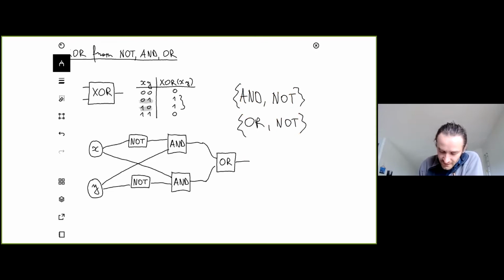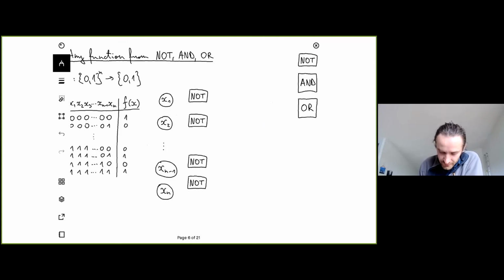Okay, so let's see how we can do an arbitrary function. If you have an arbitrary Boolean function that maps an n-bit string to 0 or 1, think of this as detecting if this is a cat or whatever.